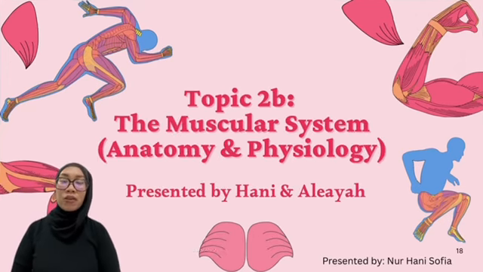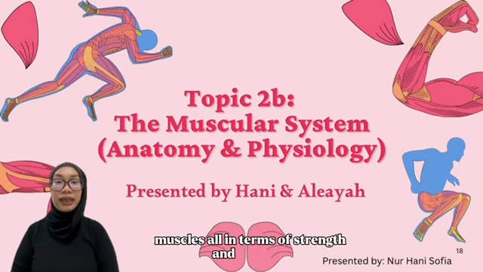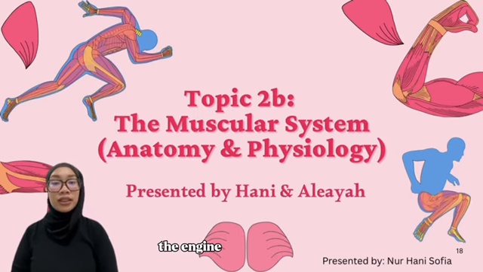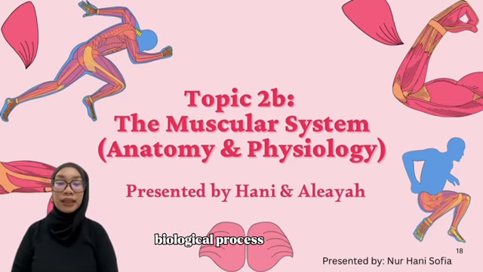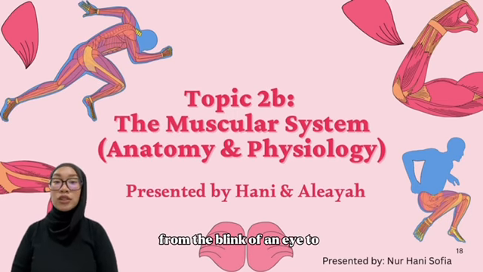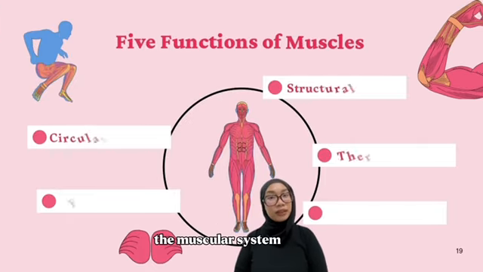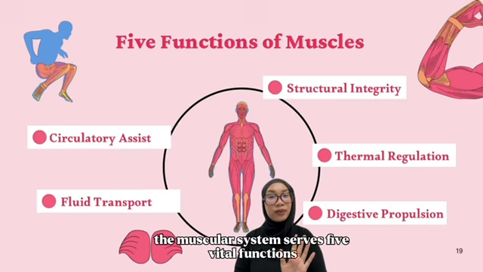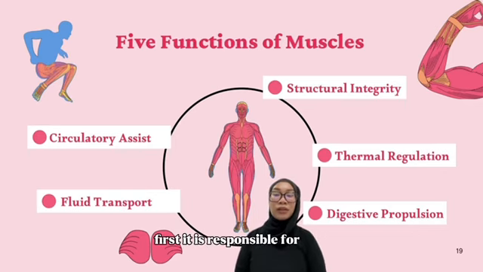While we often think of muscles only in terms of strength and athletics, they are actually the engine behind nearly every biological process in the human body, from the blink of an eye to the beat of a heart. The muscular system serves 5 vital functions. First, it is responsible for holding the body erect and making movement possible.